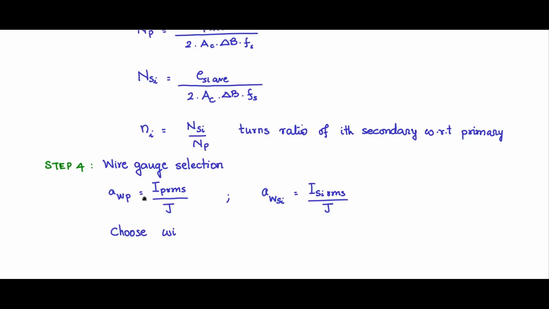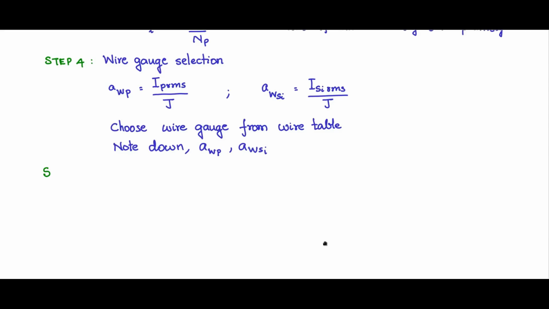After having calculated AWP and AW for all the secondaries, the wire cross-section areas, go to the wire table and choose the wire gauge. After having chosen the particular SWG, standard wire gauge, note down the actual wire cross-section area of the primary and the wire cross-section areas of the secondaries.